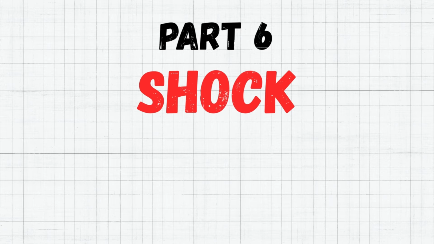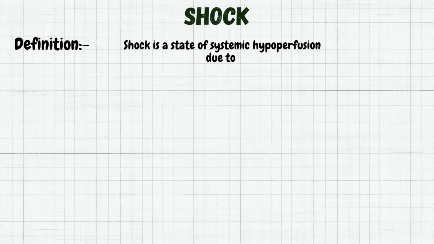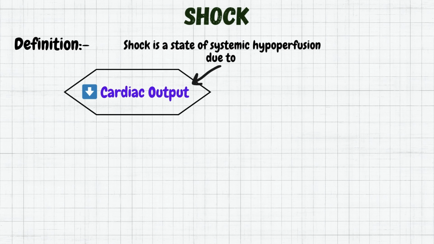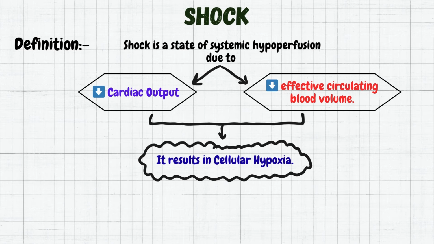Finally, we come to our part 6, which is shock. This is the finale. The definition is, shock is a state of systemic hypoperfusion due to reduced cardiac output or reduced effective circulating blood volume. It results in cellular hypoxia.